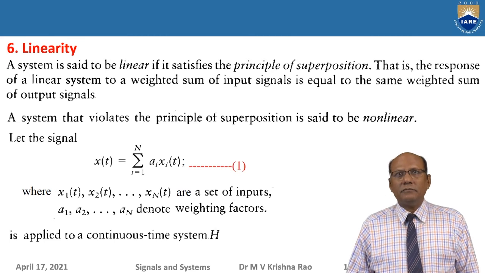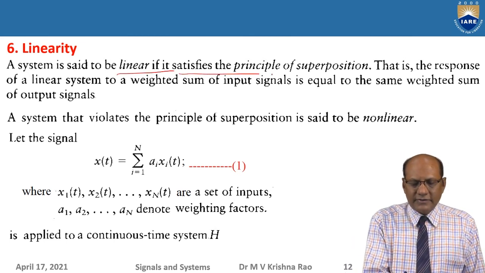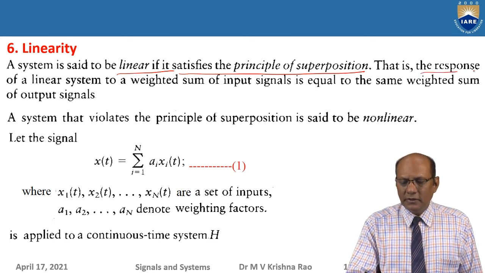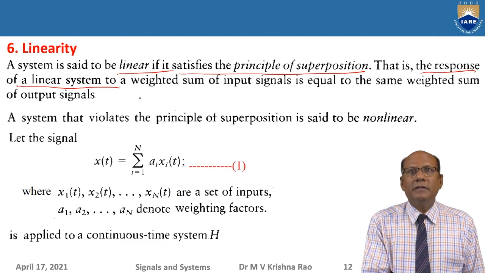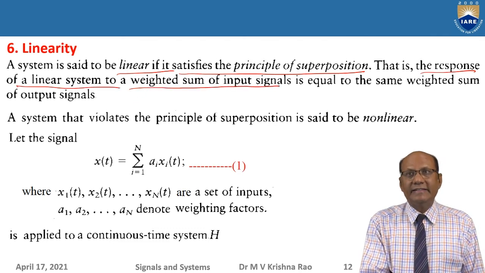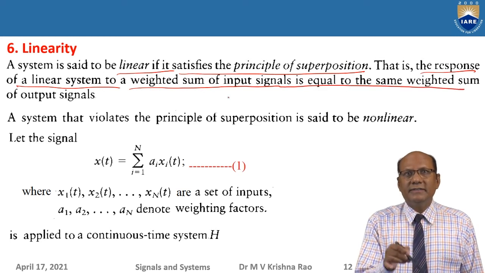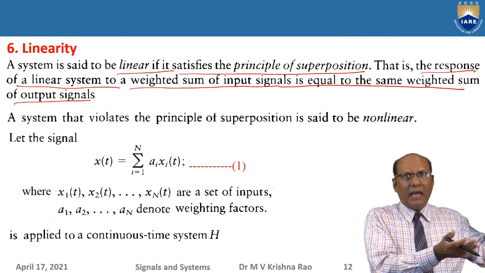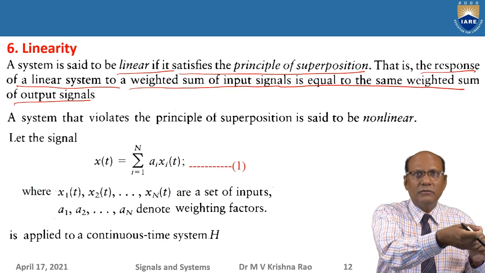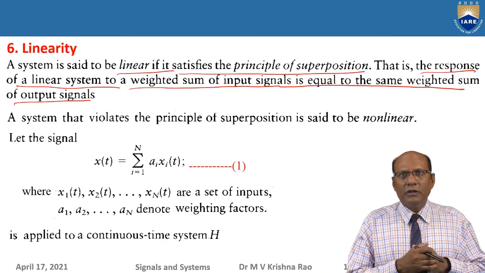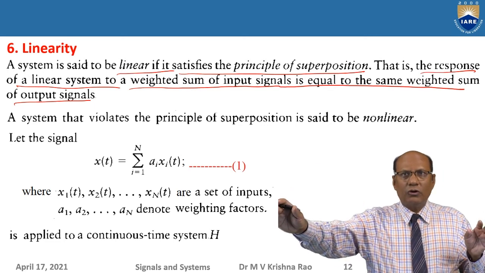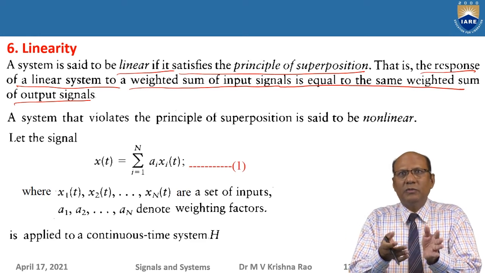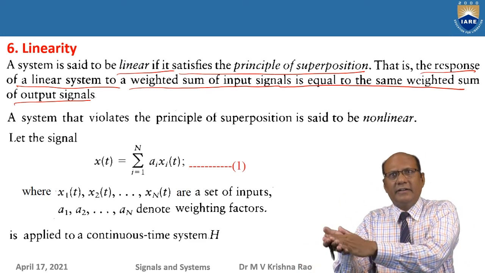Next, linearity. A system is said to be linear if it satisfies the principle of superposition. What is the principle of superposition? The response of a linear system to a weighted sum of input signals is equal to the same weighted sum of output signals. Okay, so I have taken 10 inputs, I have added them and I am giving them to the input. What about outputs? Each of the 10 inputs will give individual outputs. I add all the outputs, because I am assuming that it is a linear system.